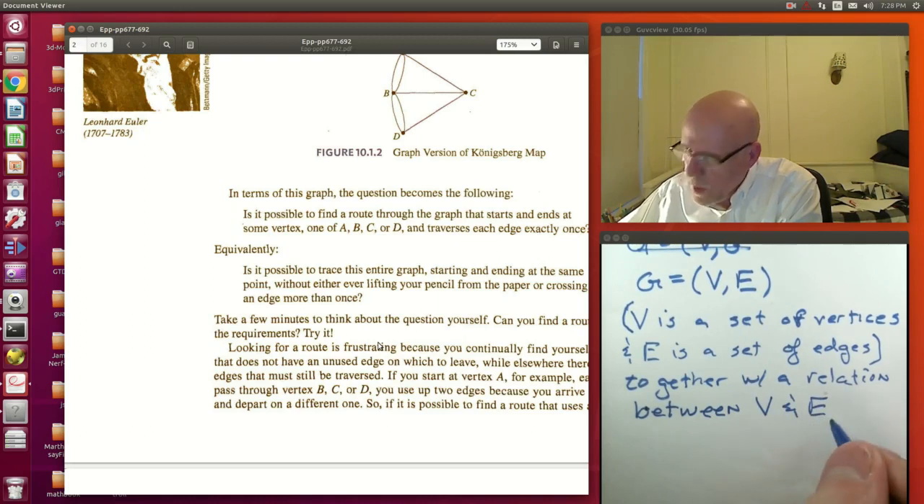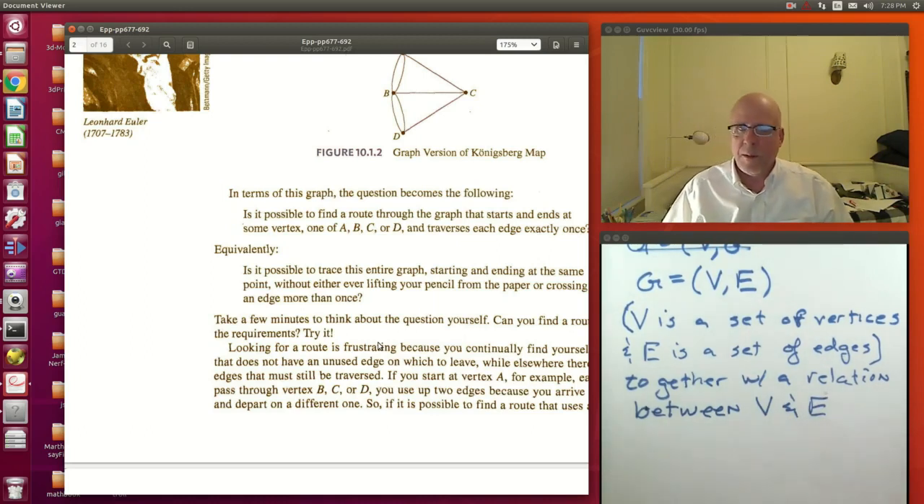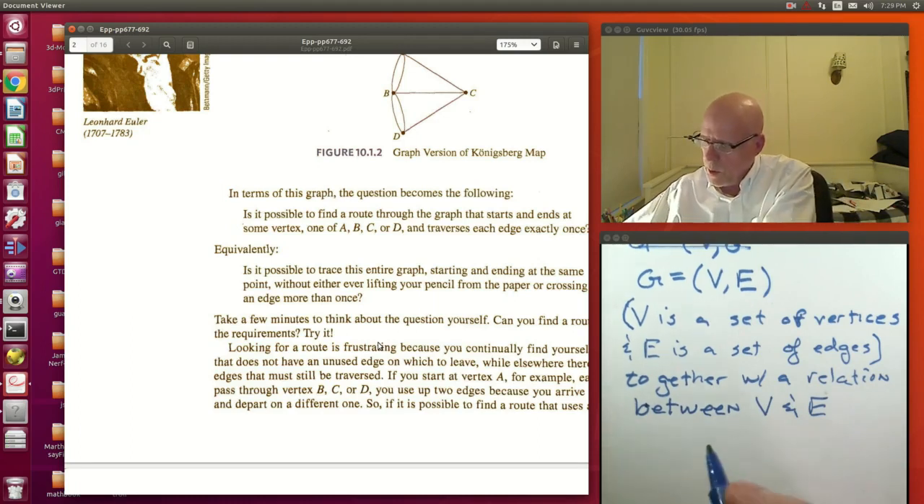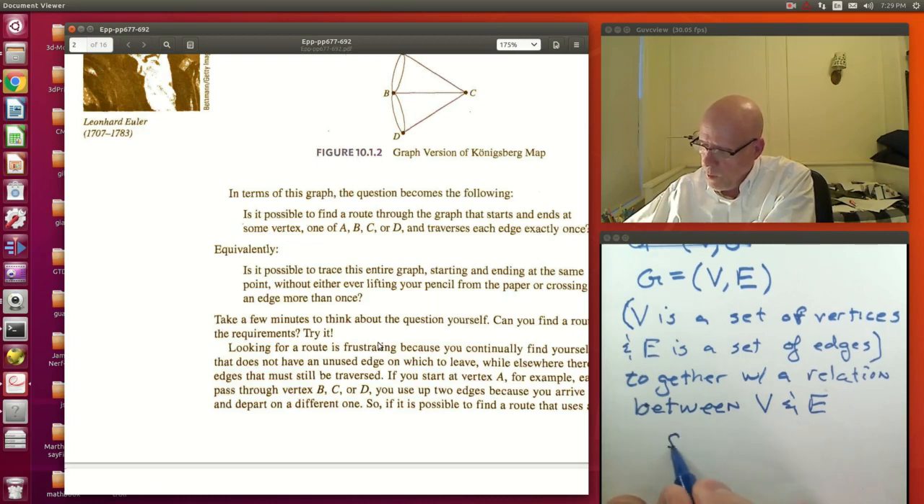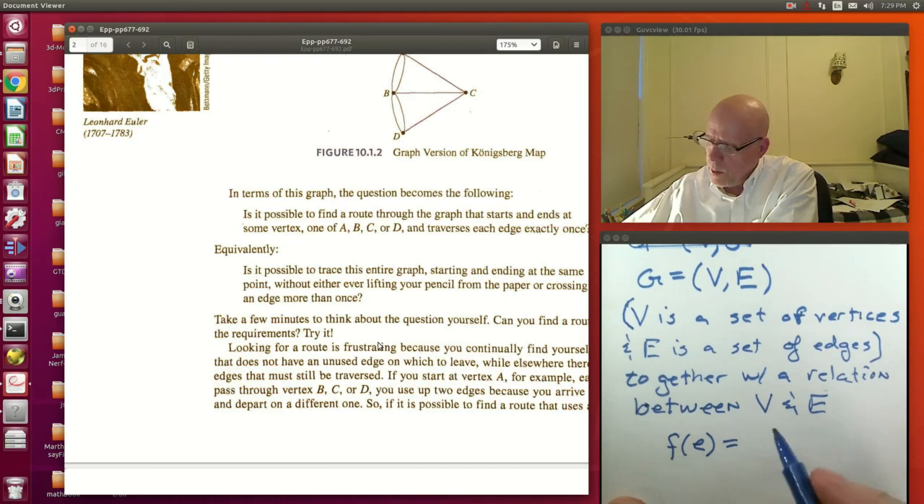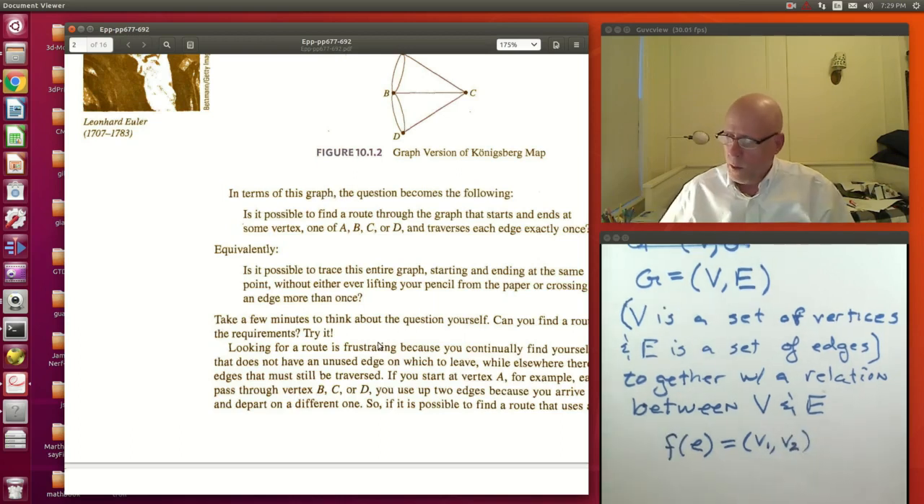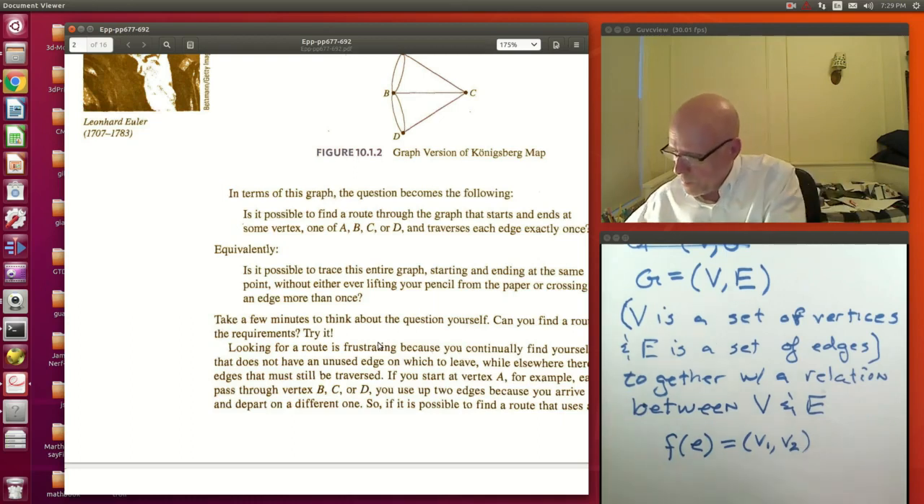And what this relation does, you should think of it as a function. It takes an edge and it tells you what are the endpoints of it. Right? So it's something that looks like this. You take f of some E and you get, well, a couple of the vertices. How about we call them, say, V1 and V2. And V1 and V2 would be called the endpoints of E.